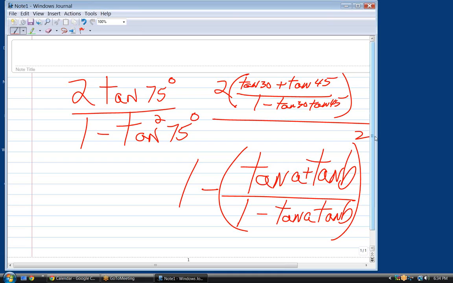So is this anything more than just a complex algebra problem? Nope, not really. You want to take it further? Yeah, maybe. Okay.